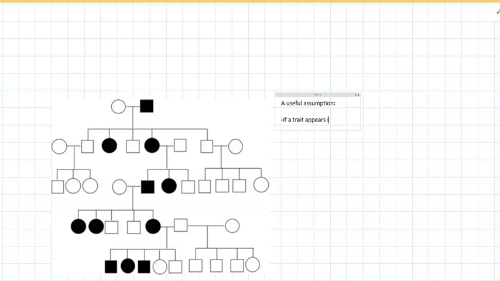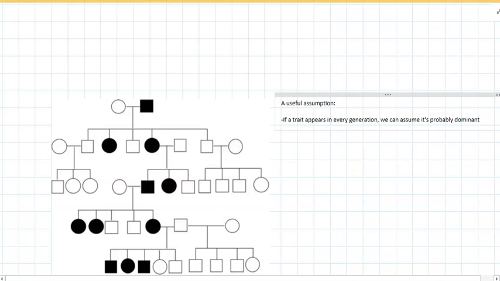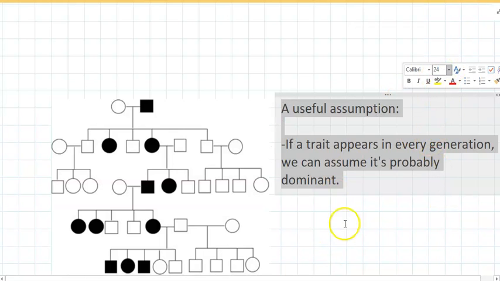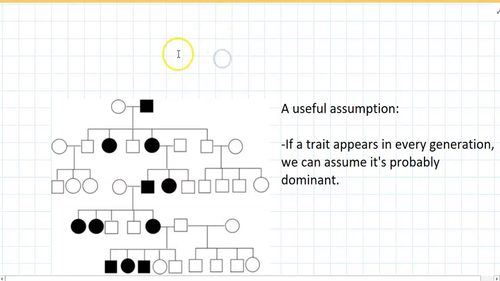So if a trait appears in every generation, we can assume it's probably dominant. Not always, but probably. And the reason for that is if the trait keeps appearing in every generation, then that means people that are marrying into this family, every single one of them has to be a carrier, which is unlikely.